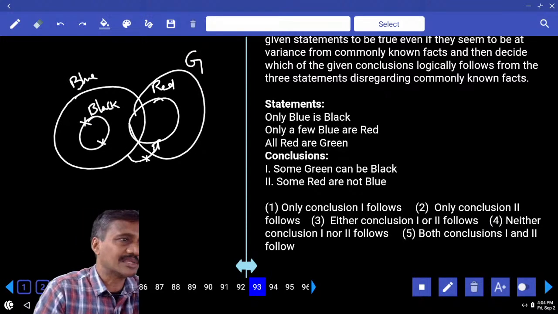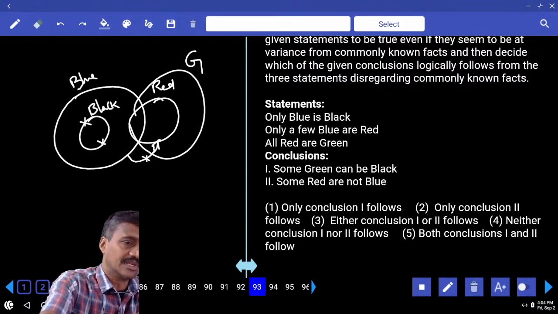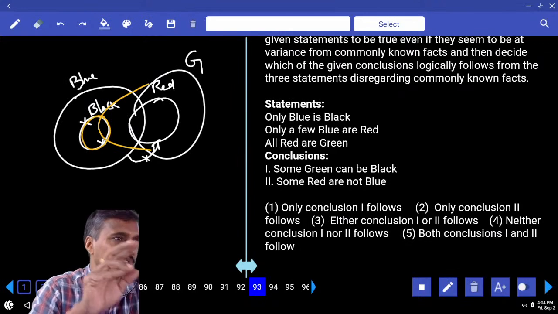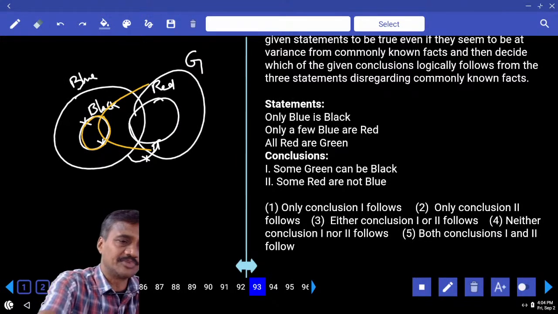Is there a chance for green and black to meet? Now green and black. If you are intersecting green and black, now this black should not belong to anything else other than this blue. But if it happens like this, green also gets included, which is not possible.